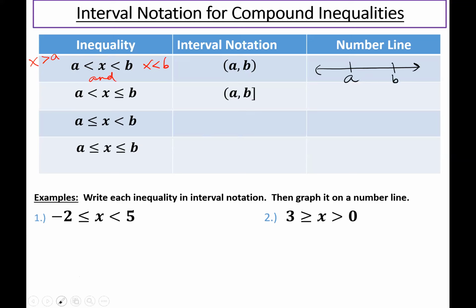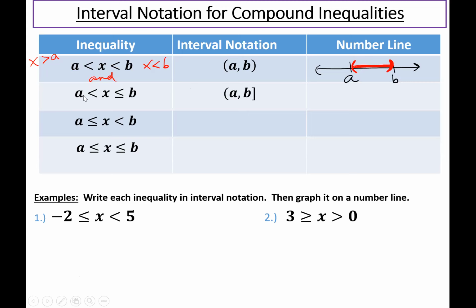x is less than b, and x is greater than a. So x is just between the two. And then we just put some parentheses for both because there's no equal sign for either inequality. So a is not included and b is also not included. That's why we have the parentheses.